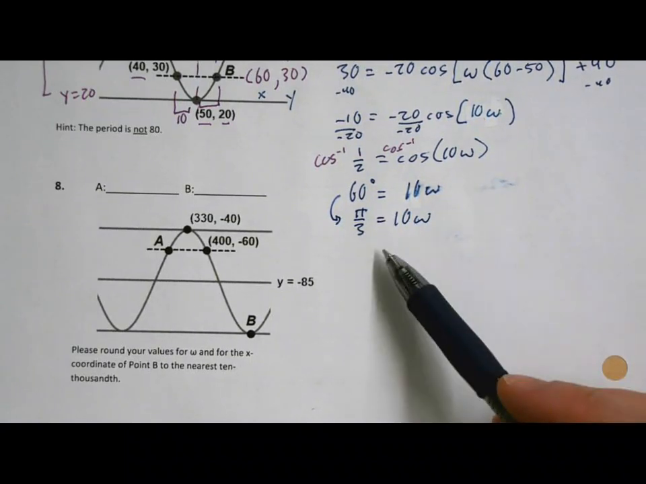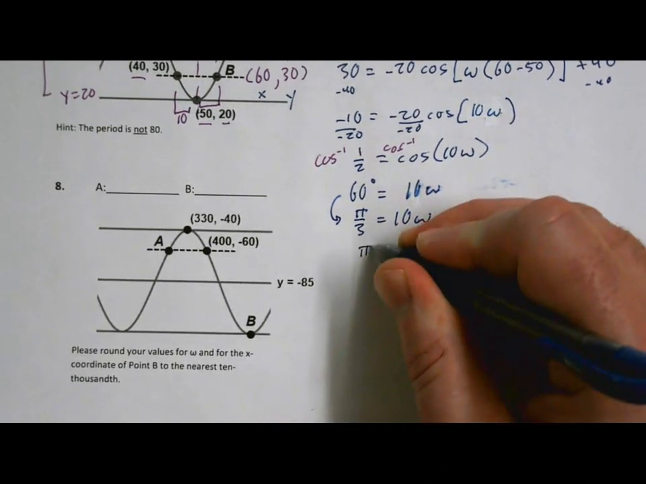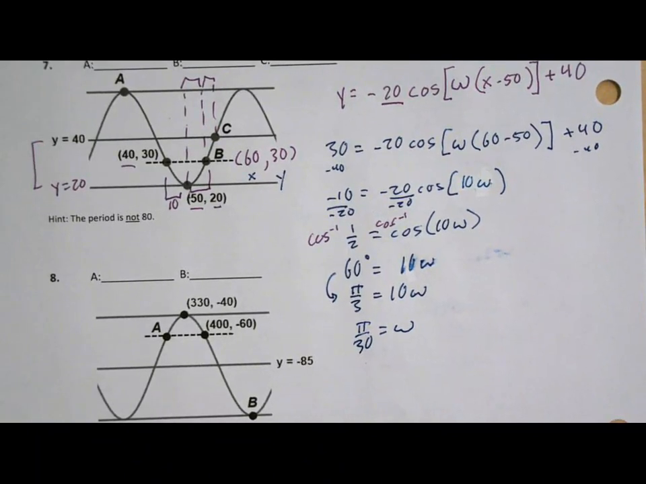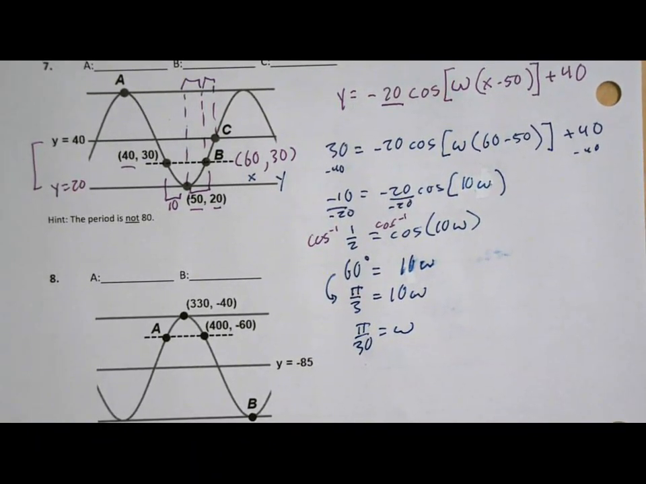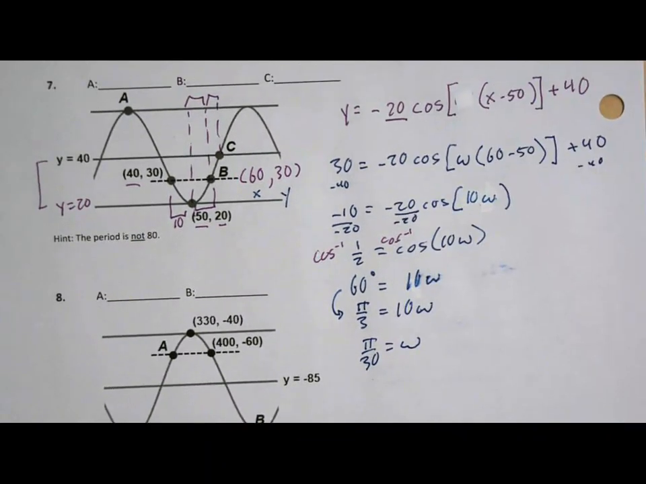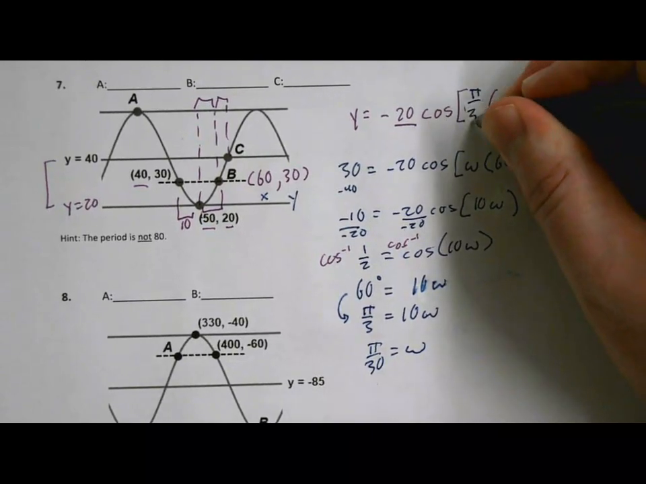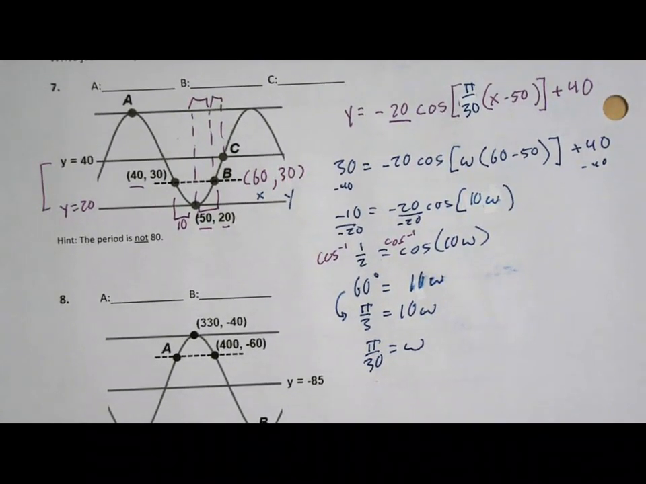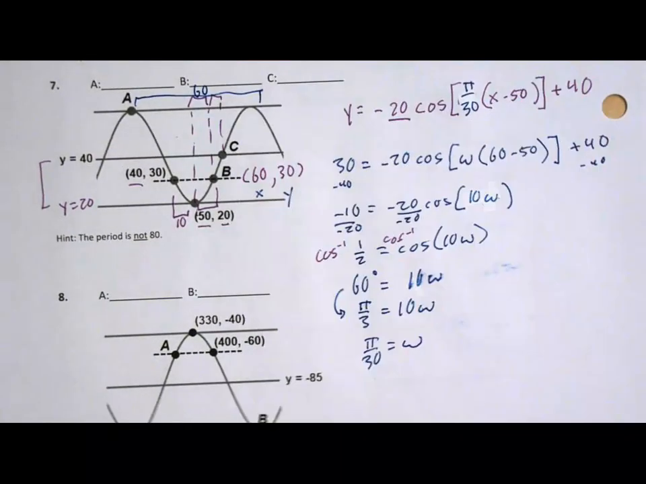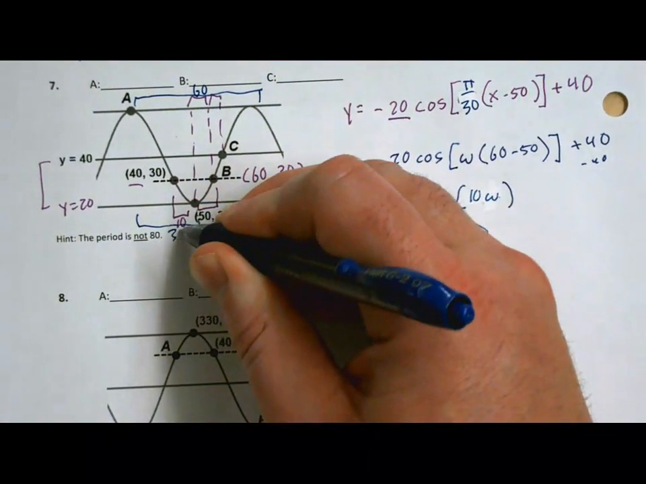All right, so finish this up. Divide by 10 on both sides, and you're going to get pi over 30 for omega, and that's it. Omega's pi over 30. Question? So my final equation is just going to have, in place of this omega here, pi over 30. Which means, what is my period if omega is pi over 30? 60. So now I've got enough information to start finding these other points. I know that the full period is 60. So from here to here is 60, which means from here to here must be 30.